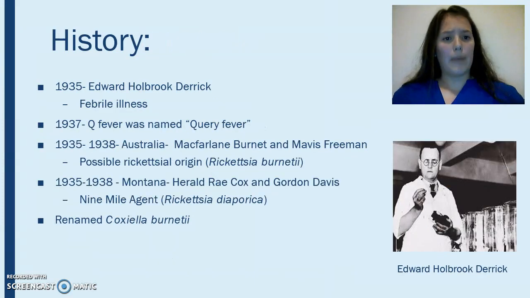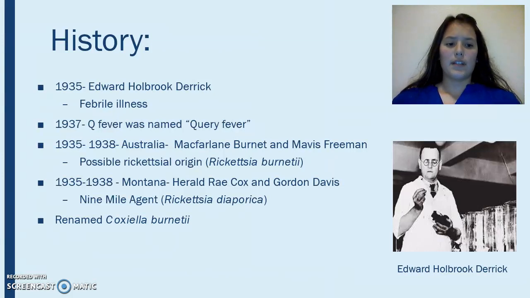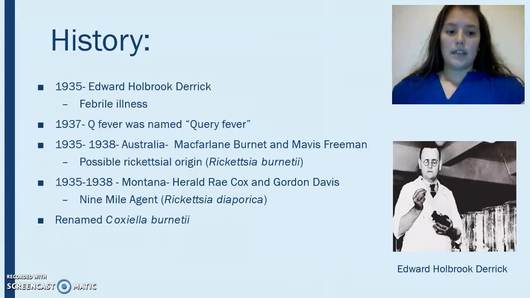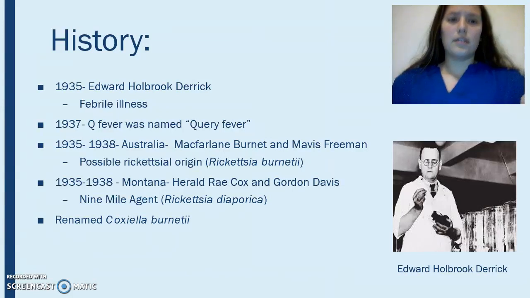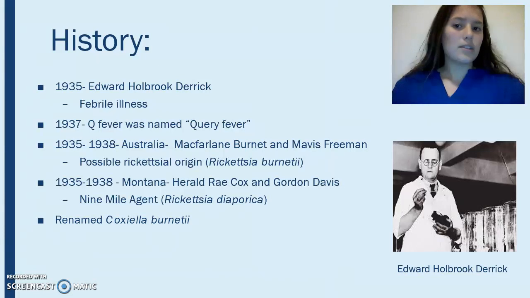So a little history about Q fever. It was first recognized by Edward Holbrook Derrick, who was the director of the lab of microbiology and pathology of the Queensland Health Department at Brisbane, Australia. And he was sent to look at around 20 of 80 infected slaughterhouse workers, and he described the disease as a febrile illness. So he tried to isolate it, and he couldn't, so he sent samples to Burnet and Freeman, who were in Australia, and they started working on it.